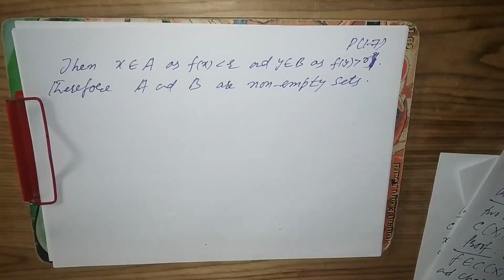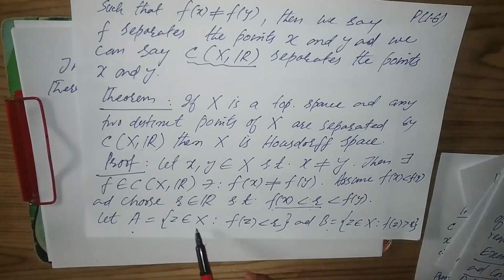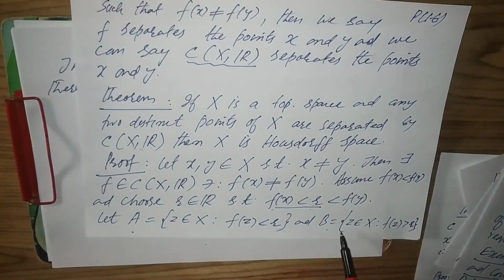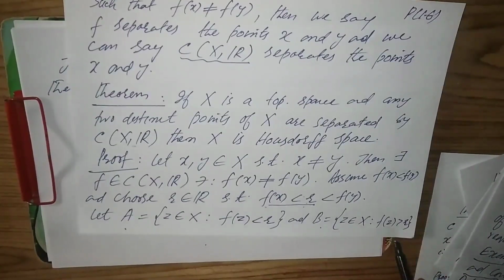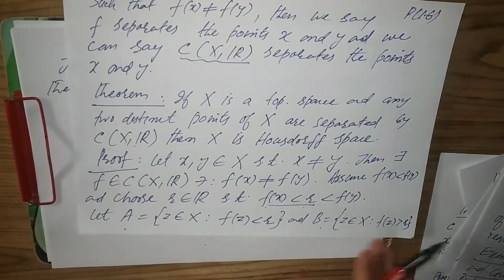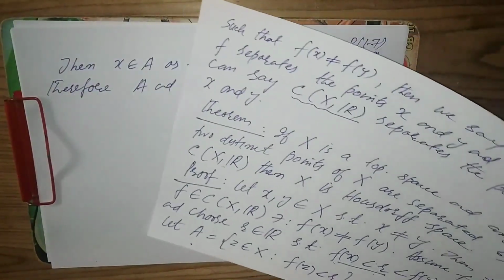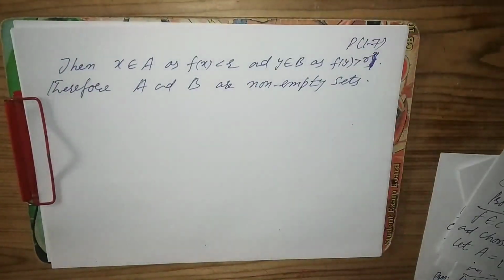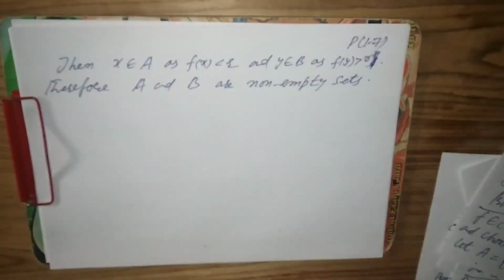And clearly they are disjoint, because here it's the set of points z belongs to X such that f(z) < r, and that one is the set of points z belongs to X such that f(z) > r. So there is nothing common between A and B. So they are disjoint. Now we show that they are open sets.